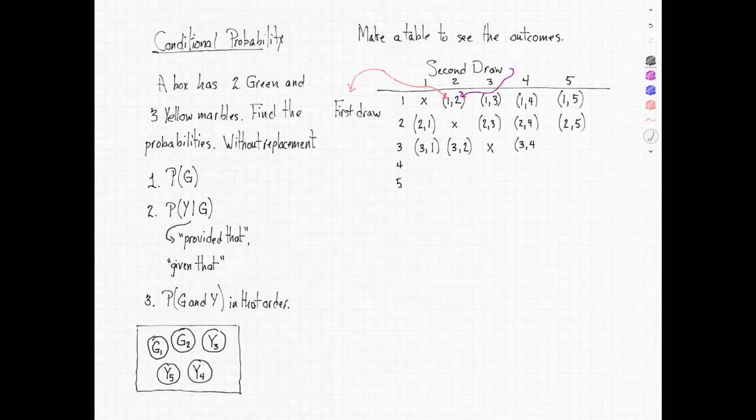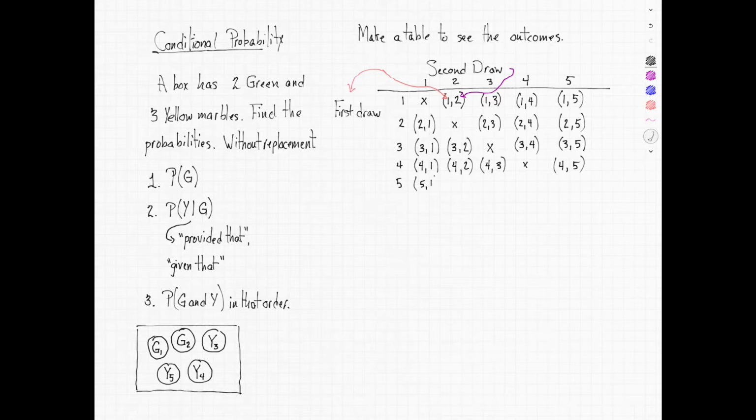And then I could draw yellow 3 followed by yellow 4, or I could draw yellow 3 followed by yellow 5. Then let's continue this out 2 more lines. So here we go. I could draw yellow 4 and then green 1. I could draw yellow 4, green 2. I could draw yellow 4, yellow 3. I can't do 4, 4, but we could have yellow 4, yellow 5.